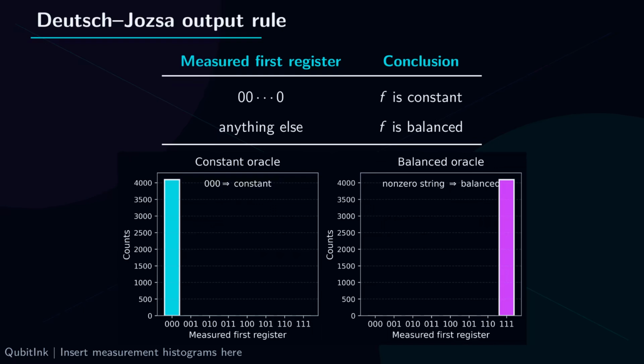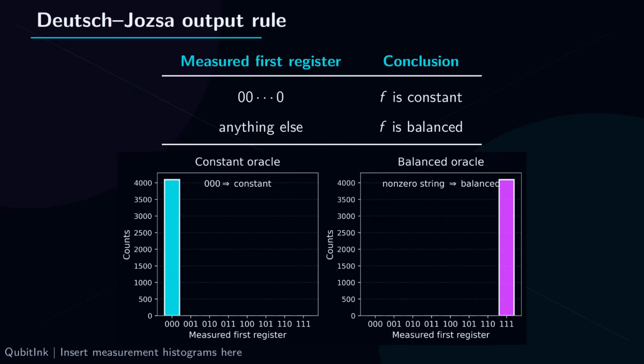The output rule is very simple after the mathematics. Measure the first register. If the result is 0 0 0, then the function is constant. If the result is anything else, then the function is balanced. The histograms illustrate this difference.